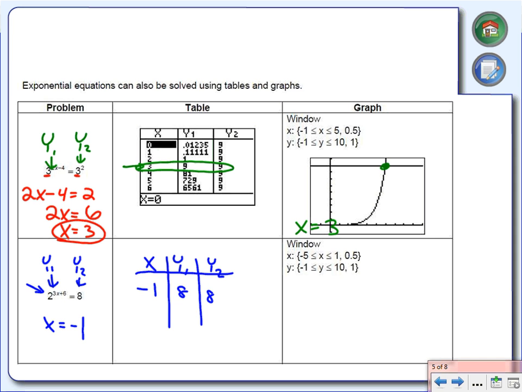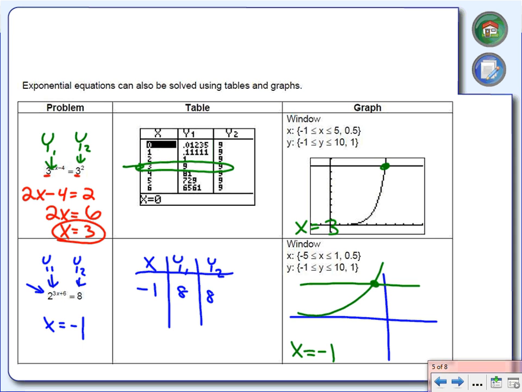Let's take a look at the graph real quick. If we look at the graph on your calculator, your graph looks something like this. You've got an exponential. You've also got a horizontal line. If we find that point of intersection, it is also going to be -1.